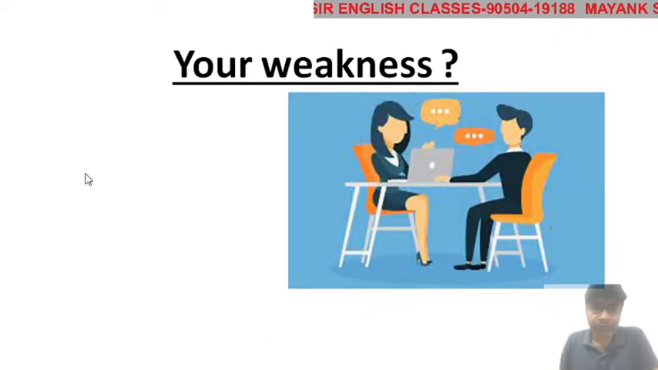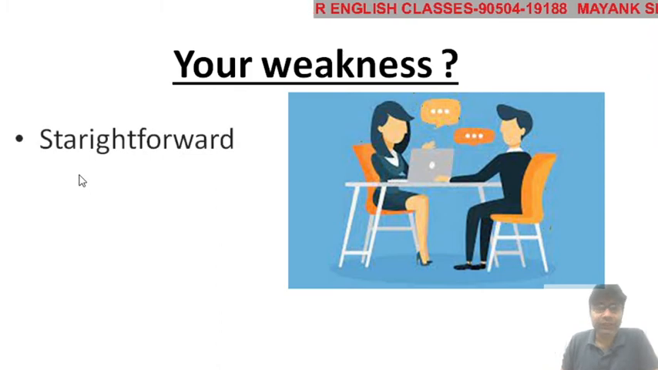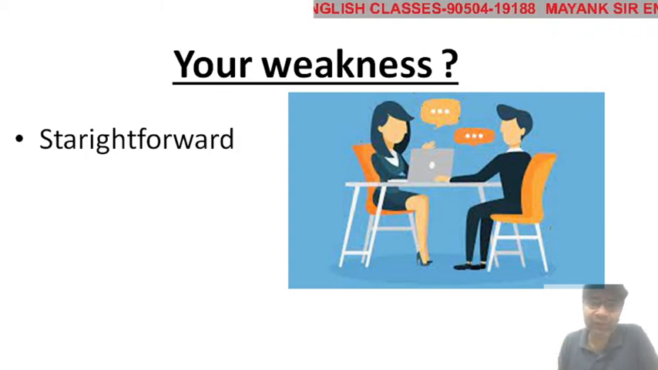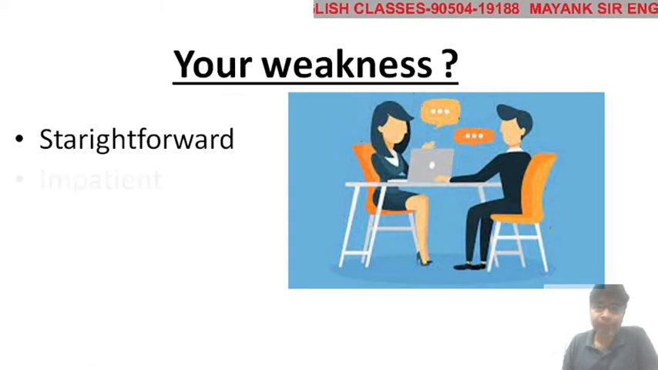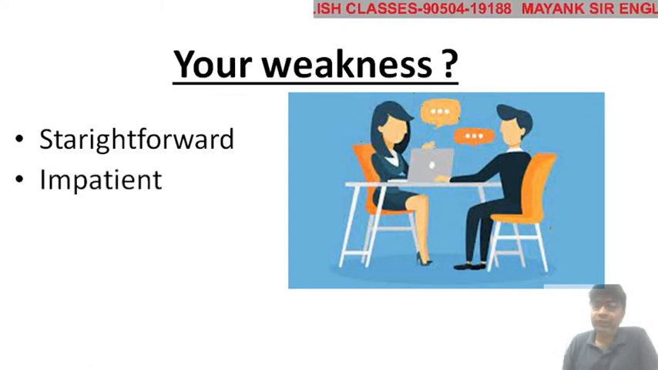Your weakness, is like you're very straightforward. You call a spade a spade. You're very straightforward. Whatever you feel inside, you speak it out. That's a weak point of your personality. Second is impatient. Sometimes you lose patience. This can be a negative point.